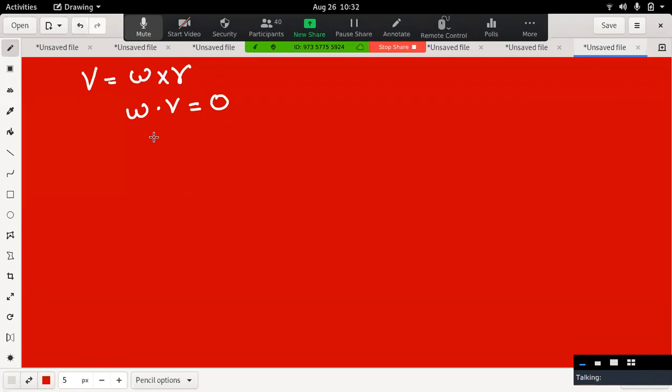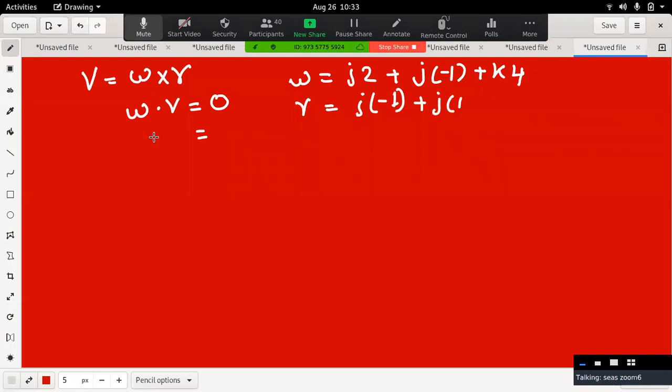Just in case, I am again writing the value of omega and r. So omega was 2i plus j minus 1 plus 4k, and r, the radius vector or the position vector, is given by i minus 1 plus 10j plus 2k.